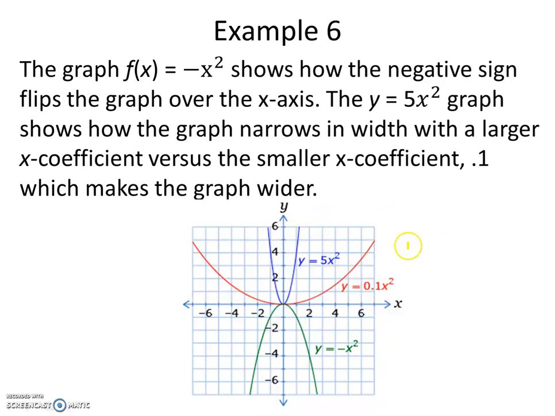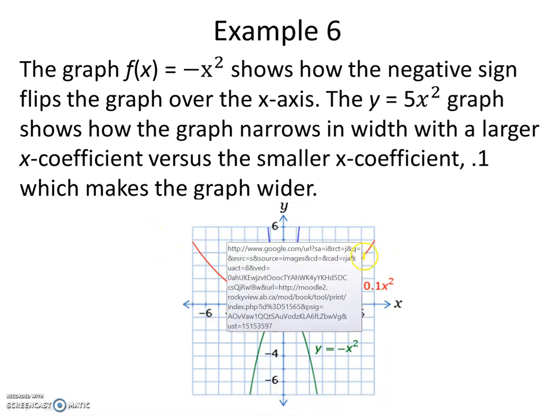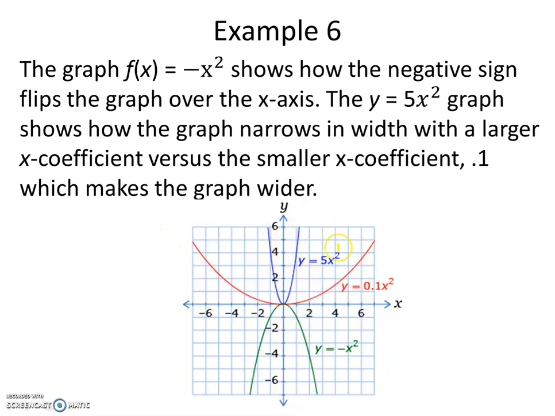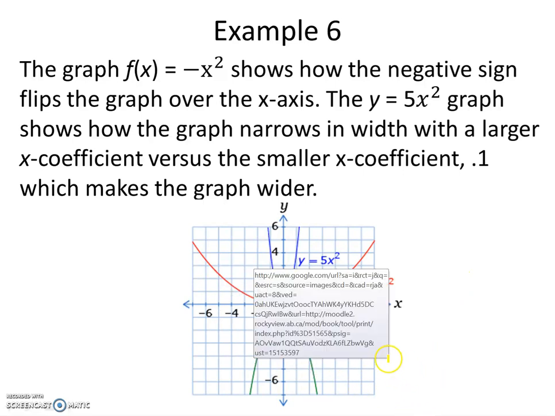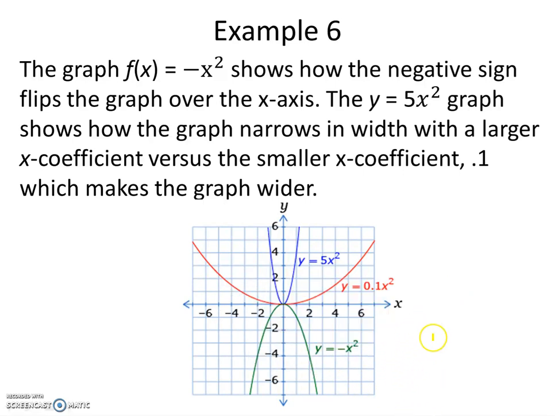So we're looking at this. We have the wider graph, and then we have the narrow graph. And then we have y equals a negative x squared, which is simply flipped over the x-axis.